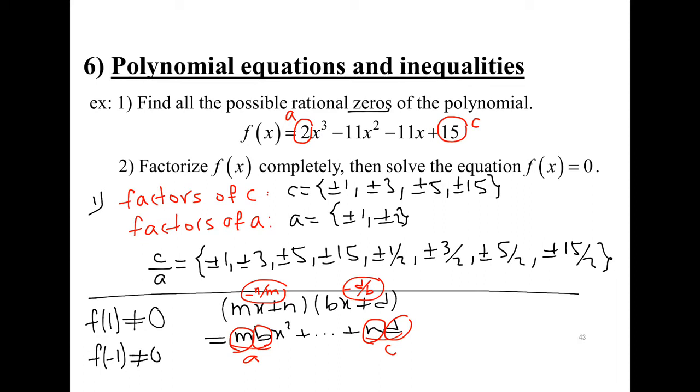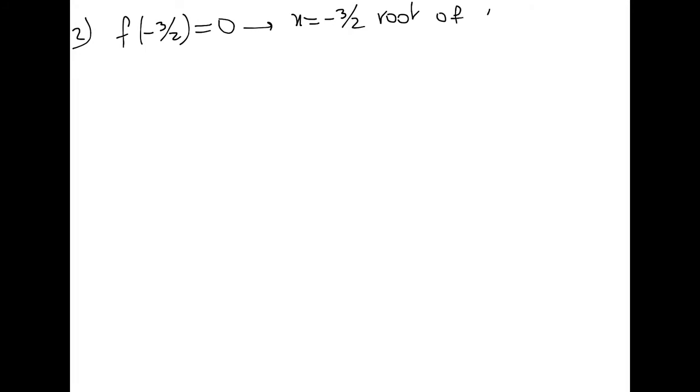Now, in this case, negative 3 over 2 would be our 0, which in fact will be the only possible rational root of the polynomial. So since we have f of negative 3 over 2 equal to 0, that's for part 2, then x equal to negative 3 over 2 is a root, or a 0, of f of x. Since it's a 0, then 2x plus 3 is a factor of the polynomial.